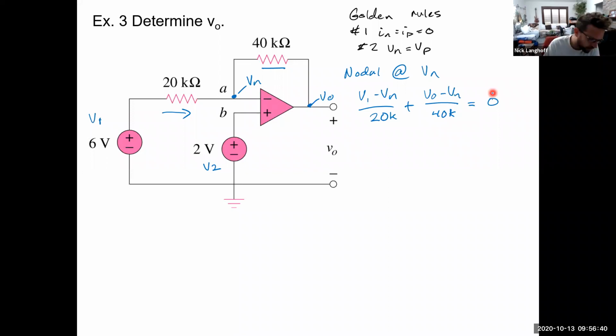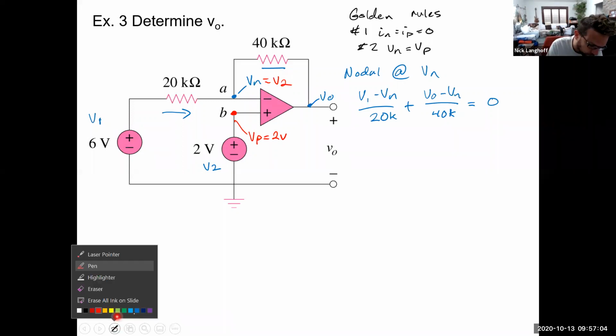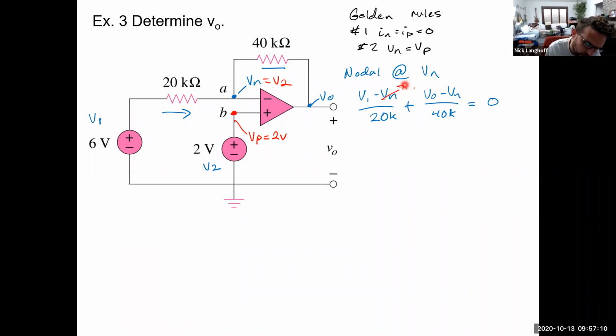What we notice though is that VN, remember the op amp is going to do whatever it has to make VN equal to VP. VP has been connected to a 2-volt source, which makes VN equal to 2 volts. More generally, we can just say it is equal to V2. So let's write a note on here that VN is equal to V2, and this is by rule number 2.